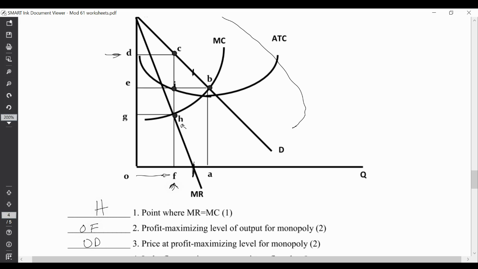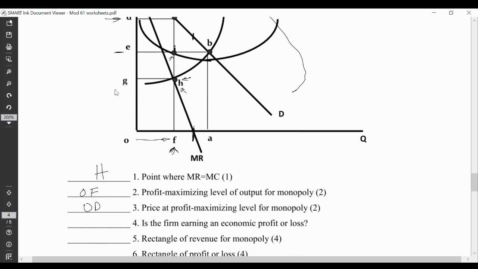Then it says, is this firm earning a profit or loss? Well, if we look, it intersects at quantity F. We go up, this is where MC equals MR, but we could look, where does it intersect the average total cost curve at point I? So I is lower than C. So essentially the cost here is at E. So the price is greater than the cost. So this firm is making a profit.